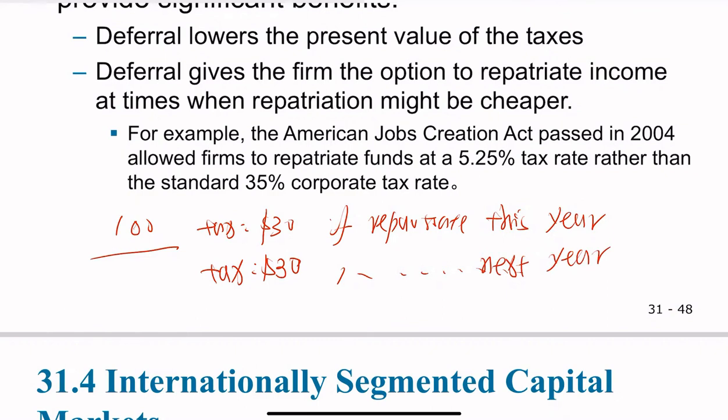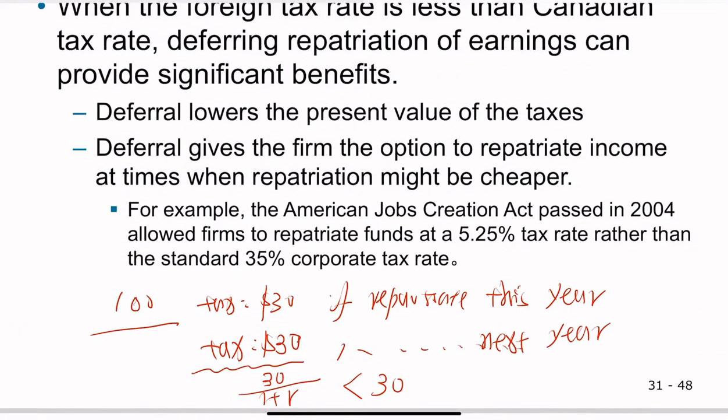But the benefit is the present value of this tax would be 30 divided by this discount rate, which will be smaller than 30, right? So just due to the time value of money, firms will have the incentive to defer repatriation of their foreign incomes.